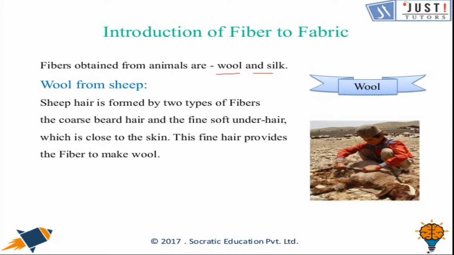Sheep hair is formed by two types of fibers: the coarse beard and the fine soft underhair, which is close to the skin. This fine hair provides the fiber to make wool.